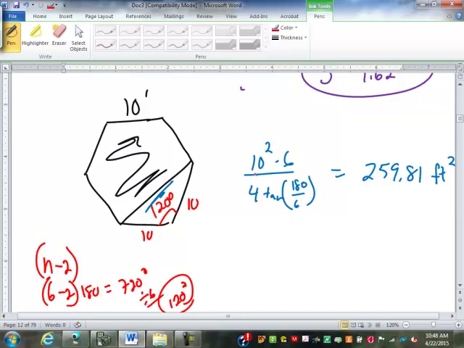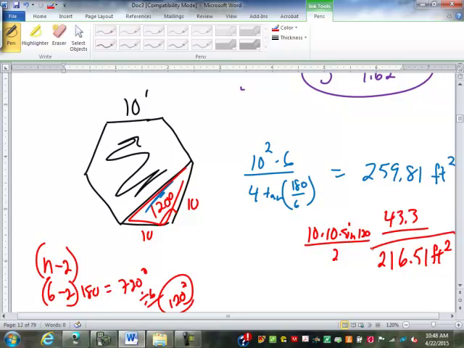This is 10 and this is 10, so the area of that triangle is 10 times 10 times the sine of 120 over 2, which is 43.3. So we subtract. That ends up giving us 216.51 square feet.